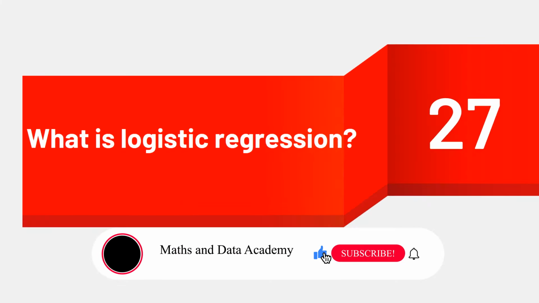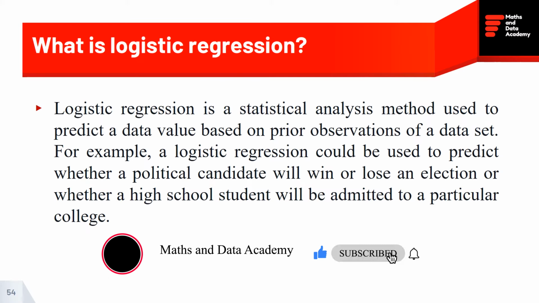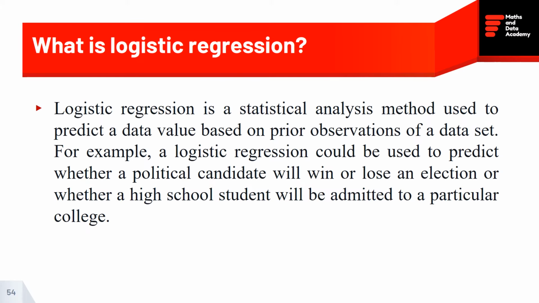What is logistic regression? Logistic regression is a statistical analysis method used to predict a data value based on prior observations of a data set. For example, a logistic regression could be used to predict whether a political candidate will win or lose an election or whether a high school student will be admitted to a particular college.